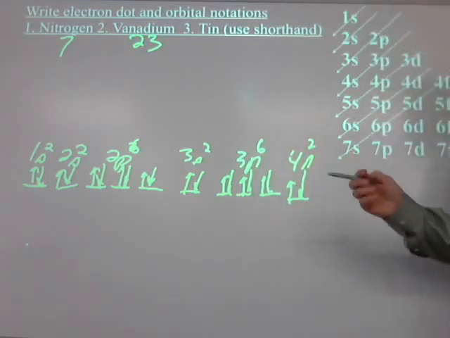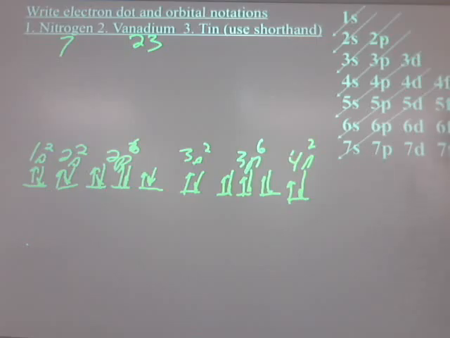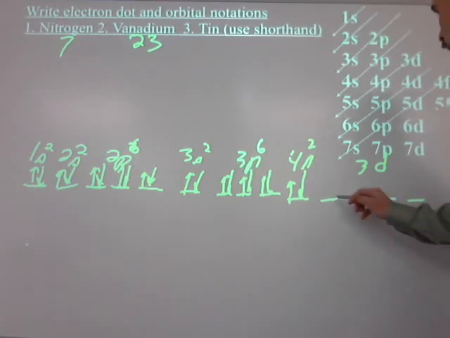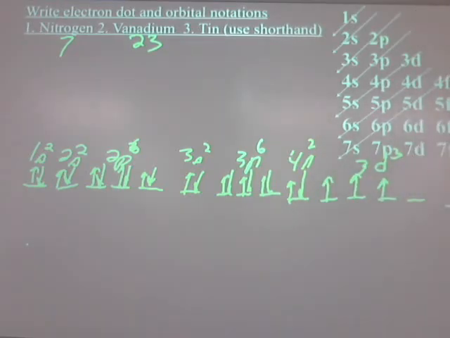That gives me 20. I need 3 more. Where are they going to go? Those electrons for vanadium are going to go after the 4s comes the 3d: 1, 2, 3, 4, 5. I only need 3 of them in there, and that's what it would look like. Again, Hund's rule comes into play.